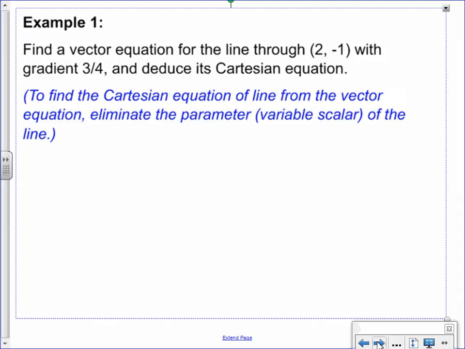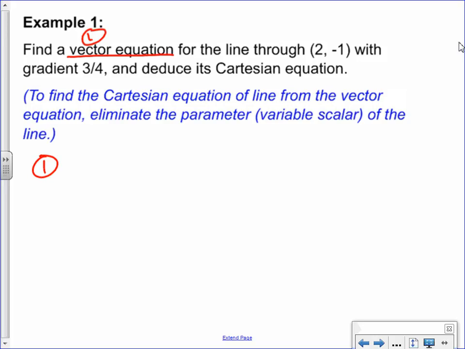So for example, if you want to find the vector equation of a line through 2, -1 with a gradient of 3/4, and then deduce the Cartesian equation. So we can do point slope and get the Cartesian equation, which is y equals mx plus b. That's easy, but let's deduce it from the vector equation. So step 1, let's get the vector equation. We're going to do that first.